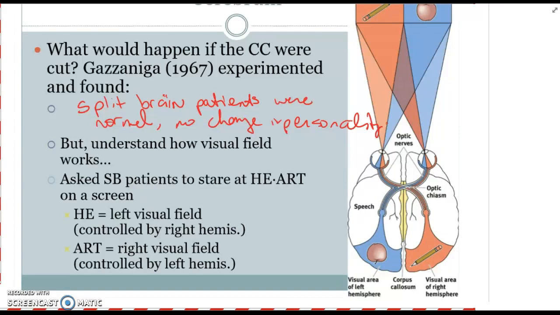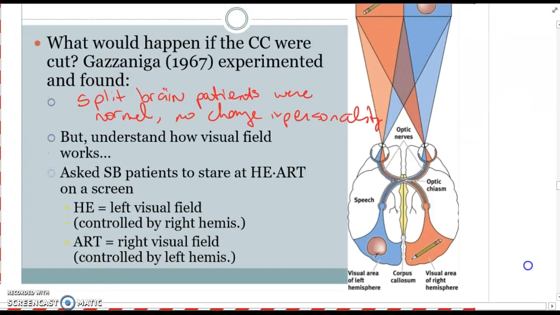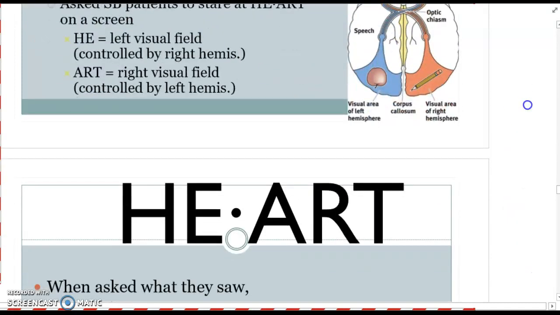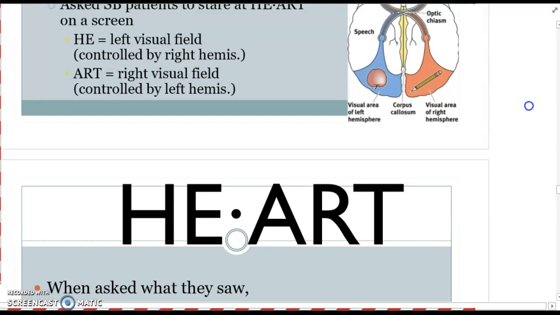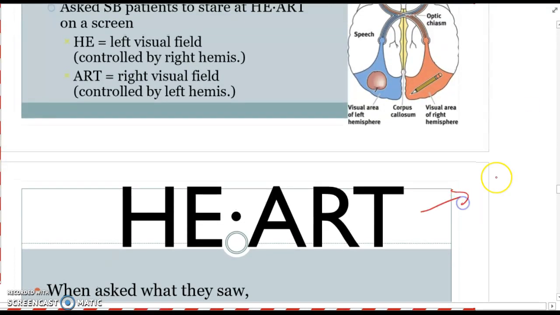So they asked those patients to stare at the word heart, and that's on the next slide. But if you're looking at it, "he" is on the left visual field, which we know is controlled by the right hemisphere of the brain. And "art," that next part here, is controlled by the left hemisphere of the brain.